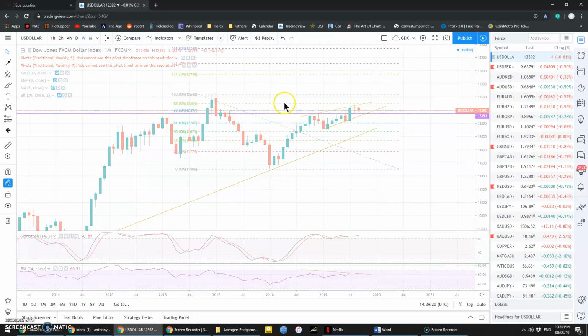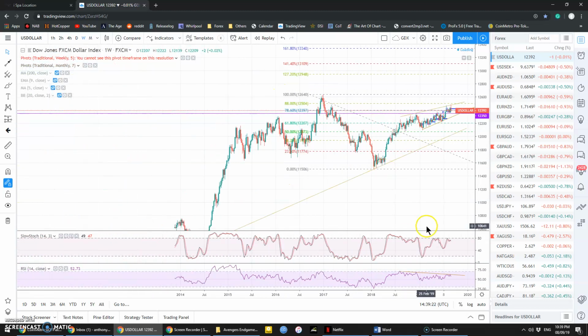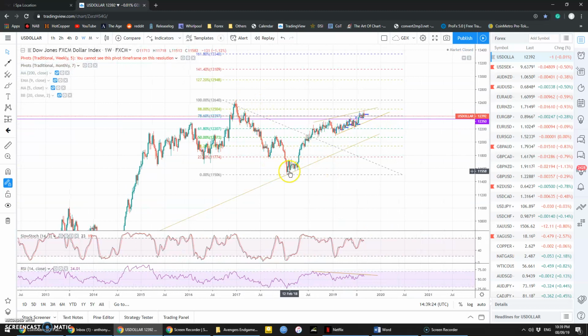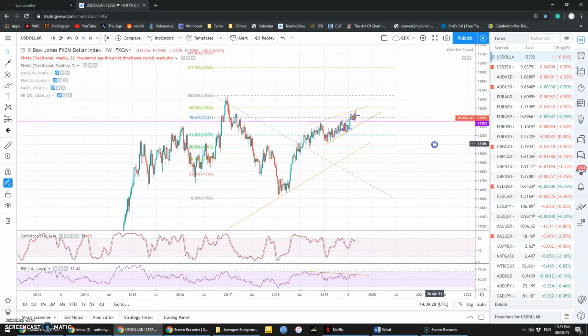Let's go into the weekly. So that's your downward movement. And now this could be a corrective bounce with a diagonal ending wedge, which is typically bearish. We do have divergence, so that reinforces a potential bearish ending wedge.